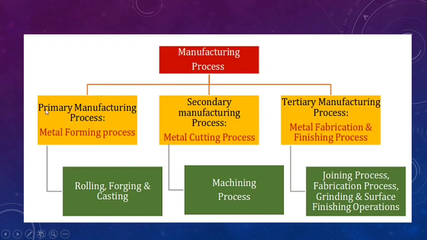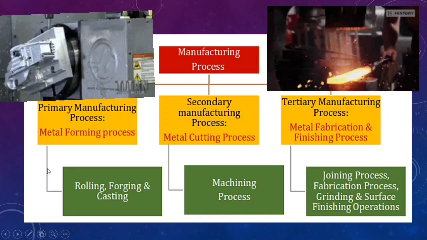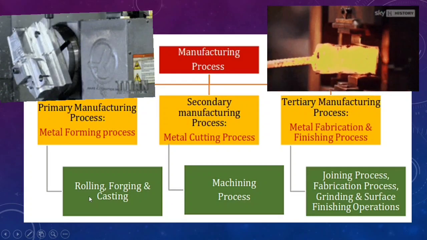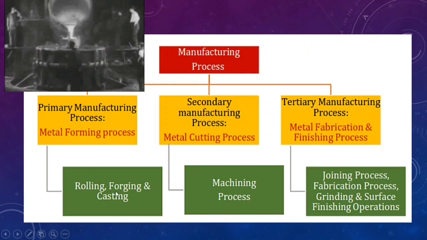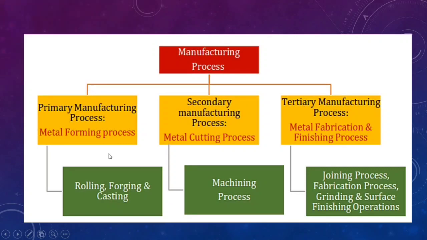The first one is the primary manufacturing process, the second is the secondary manufacturing process, and the third is the tertiary manufacturing process. What is the primary manufacturing process? In the primary manufacturing process, we have the metal forming process. Metal forming includes operations like rolling, forging, casting. This is the initial manufacturing process, where the metal is initially converted into some required shapes. Rolling is one process, forging is a process, and casting is a process.